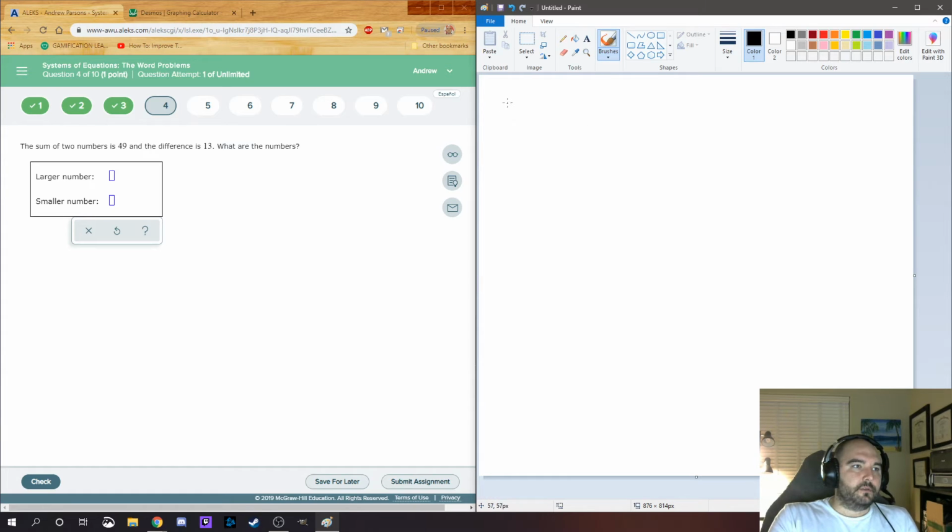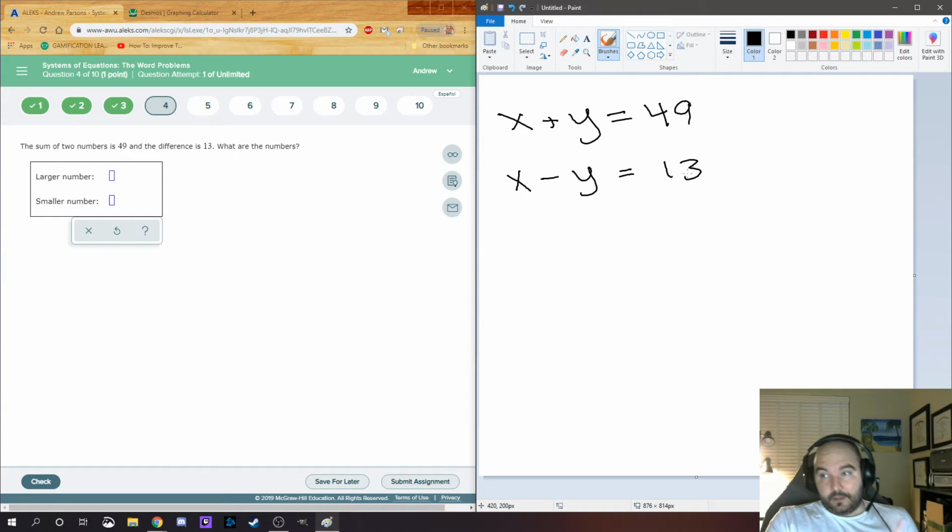The sum of two numbers is 49. Oops. You know what? I'm going to write x first. I just like writing x first. It's not like it would be wrong. X plus y equals 49, so similar to the last one. Then it says, and the difference is 13. So on that, when it says the difference is 13, instead of x plus y is 49, x minus y is 13. Now on the last one I substituted.